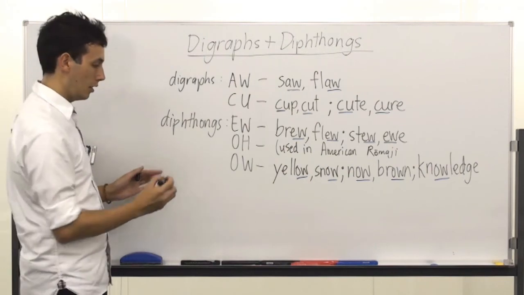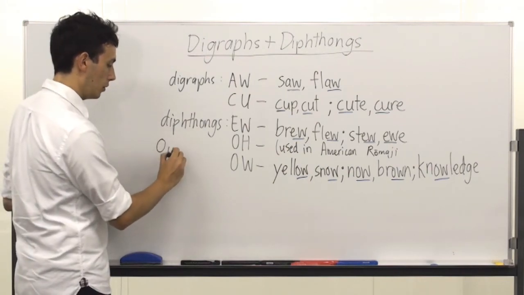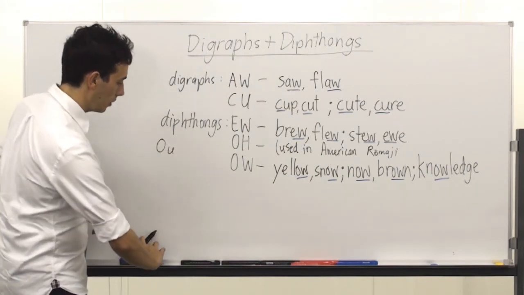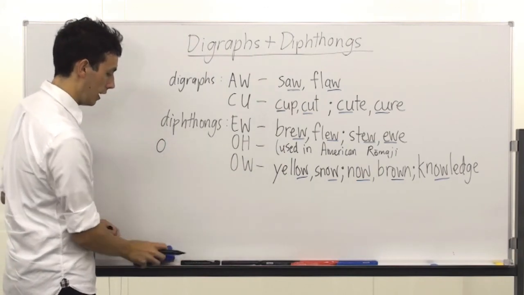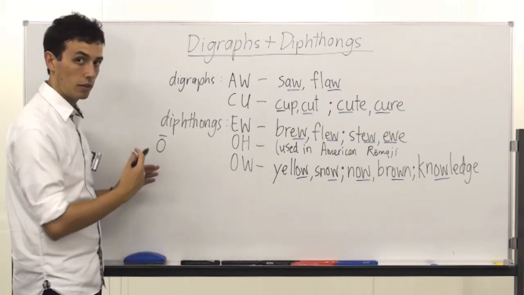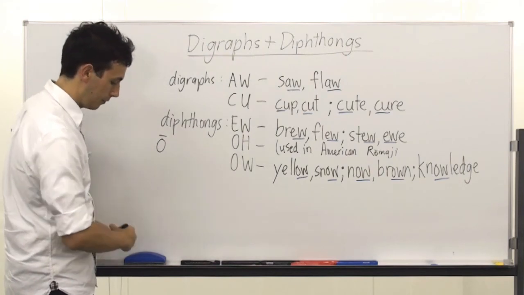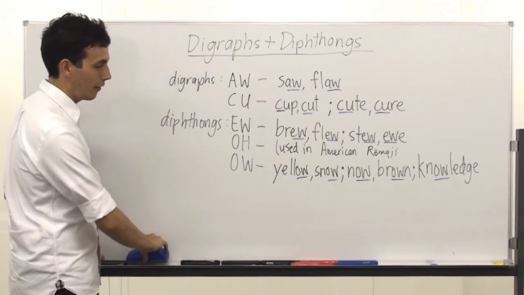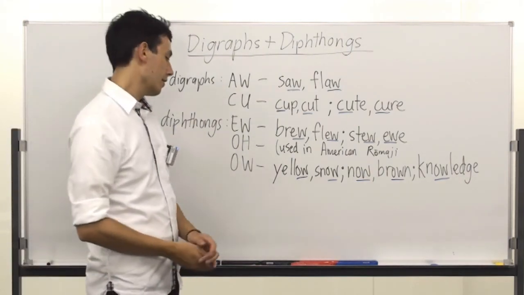So I don't particularly like using OH when writing Romaji. I prefer to use OU, or you can just use the dash over the O for the elongated O sound. I don't particularly like OH, but that's what they do in America.